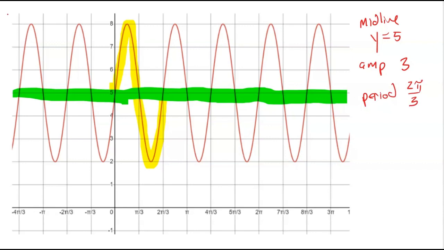Now, my midline is 5, so my d value is 5. My amplitude is 3, so my a value is 3. I don't need a reflection because I did start going up, so I don't need to put a negative there on that a value. But this is where there's a little bit of work. I've got to find my b value.